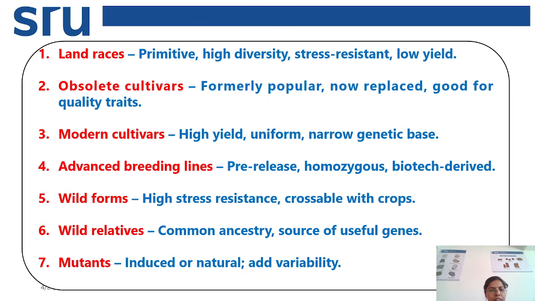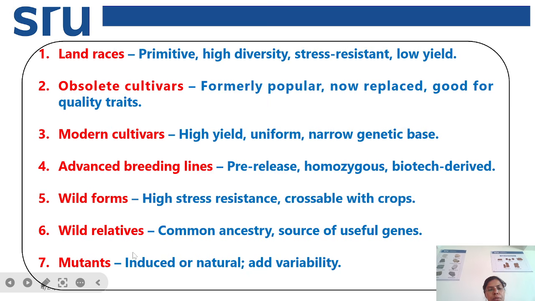Next, coming to wild forms. The wild forms and wild relatives have higher resistance to both biotic and abiotic stresses. The wild forms are mostly crossed with crops. And next is wild relatives. Wild relatives are the common ancestry of the cultivated species, and they are a source of useful genes.